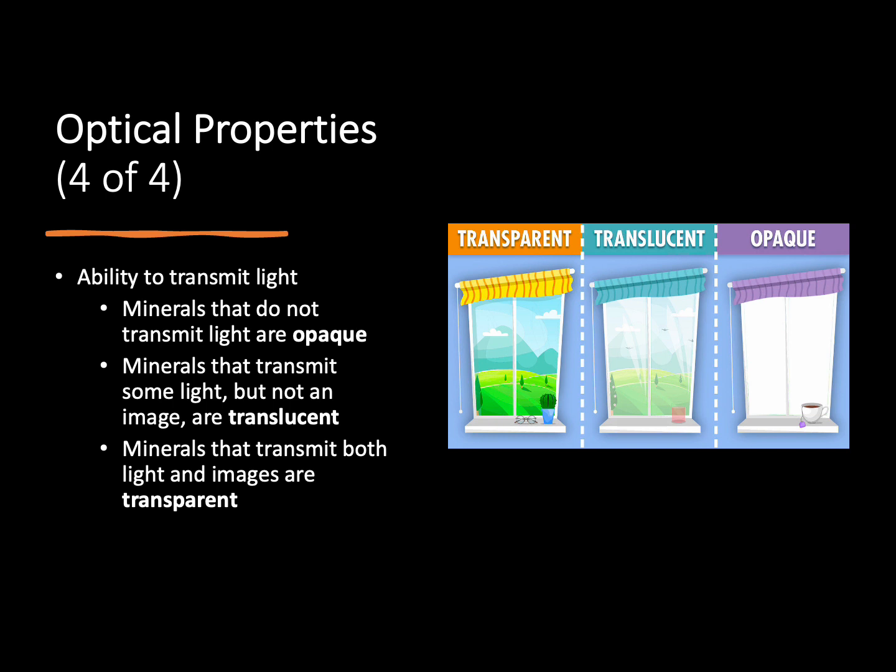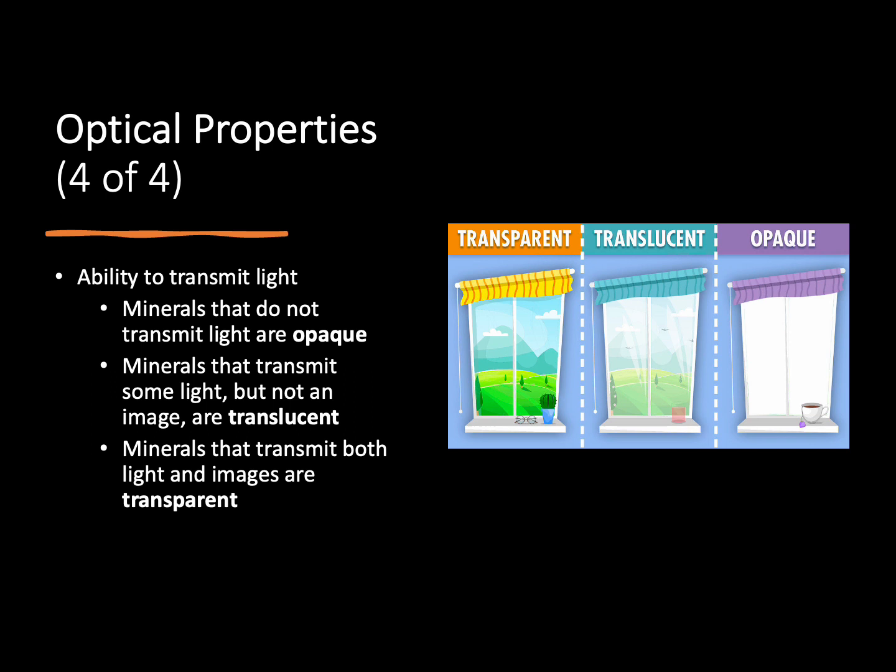But some minerals are translucent. This means it's going to allow the light to come through, but it's not going to allow an image to come through. So think about a bathroom window. Hopefully, if you have a bathroom window, it's going to allow the light to come through, but it's not going to allow people outside to see what you're doing in the bathroom. It's going to obscure your image, kind of blur it in some way, while allowing the light to get inside. This is called translucent.